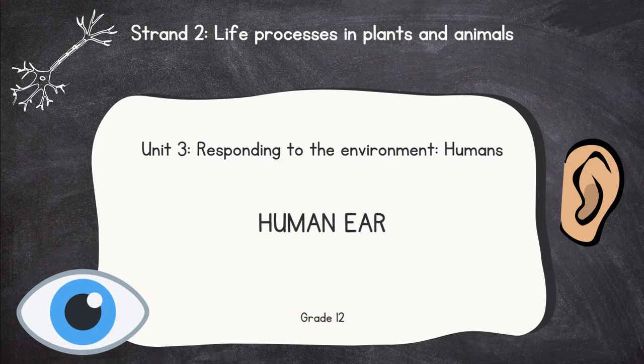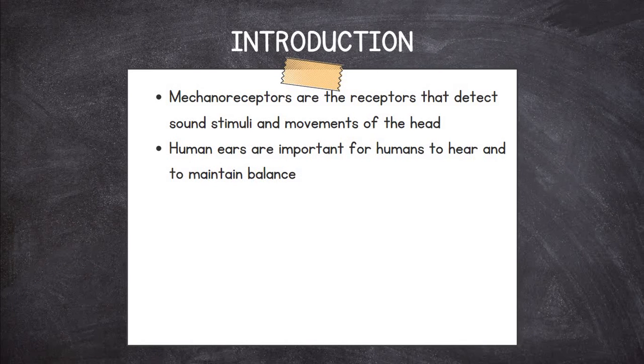So today we are continuing with our unit on human response to the environment, and in this lesson we will be focusing on the human ear. So first of all, mechanoreceptors are the receptors that detect sound stimuli and movement of the head. These are the receptors in our ears, and because of this, human ears are important for humans to be able to hear, obviously, so detecting that sound stimuli, and then also maintaining balance. The balance has to do with the movement of the head. Okay, so that is why our ears are so important to us.